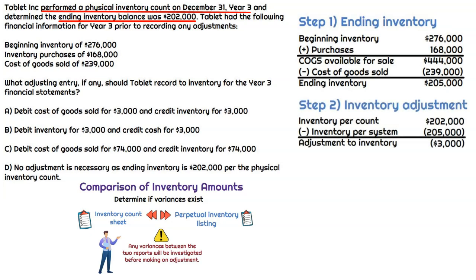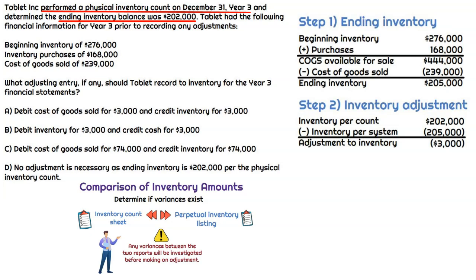Now in step 2, this is where we compare it to the inventory per the physical inventory count, which was $202,000. So we take $202,000 minus inventory per the system, right, from the perpetual system, and that's $205,000. And that means we need an adjustment to inventory to reduce inventory by $3,000, right? Inventory is currently overstated by $3,000.